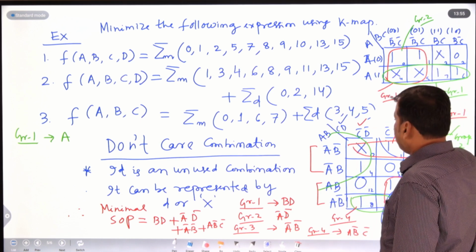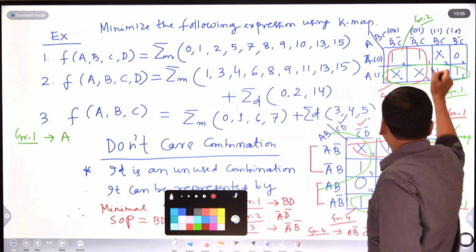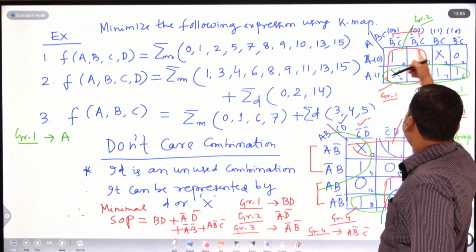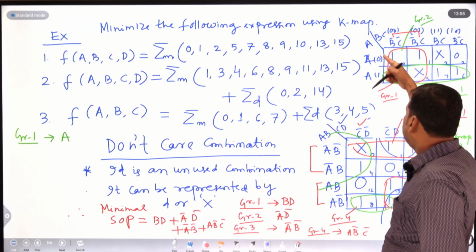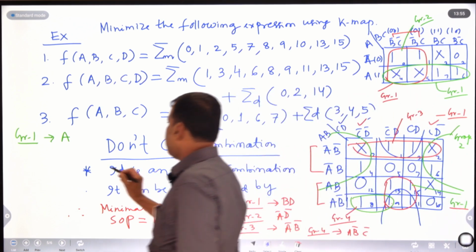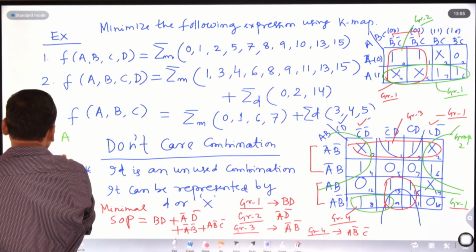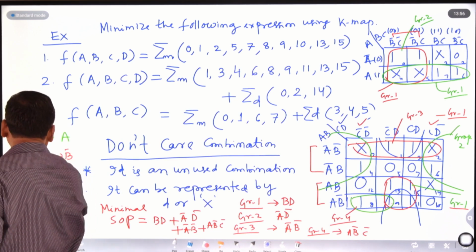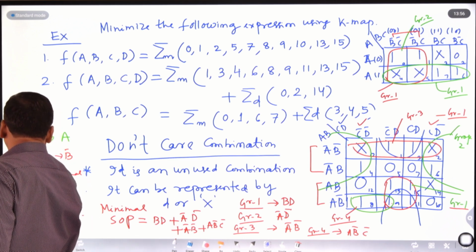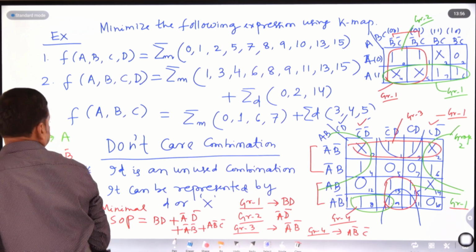Then in group 2, what will we get? In group 2, here the common is B bar. Here A bar plus A is 1, and this is only B bar. Group 2 gives you B bar. Therefore the minimal sum of product equals A plus B bar.